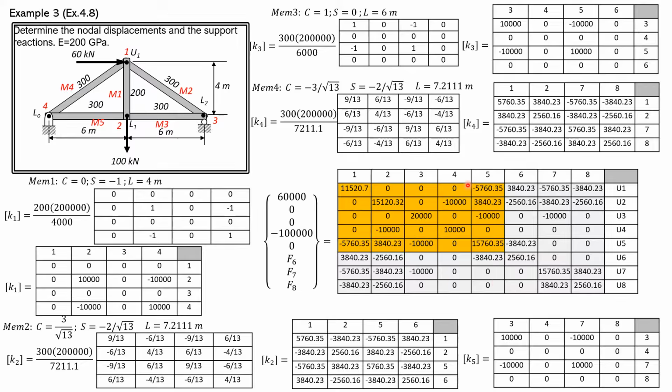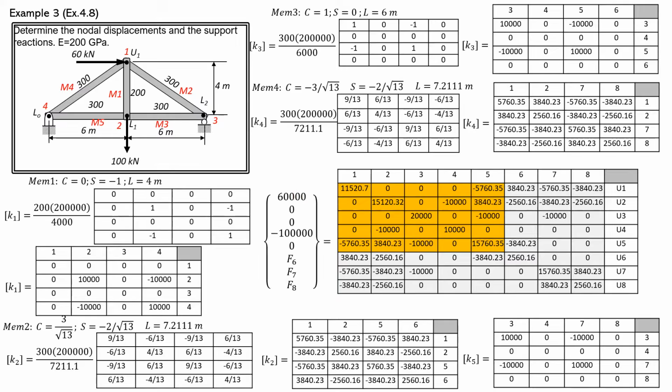Since this is 5 by 5, it will take time if we manually invert this matrix. I will not do that for your quiz, but for your assignment maybe, because you can use Excel for that. Then let's now compute U1, U2, U3, U4, U5, which is equal to the inverse of this 5 by 5 matrix multiplied by this force matrix.